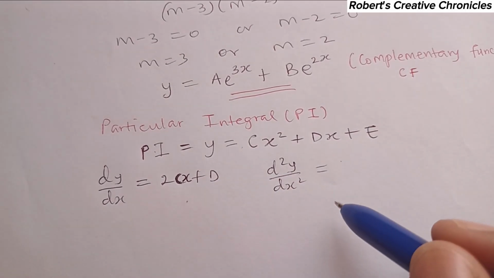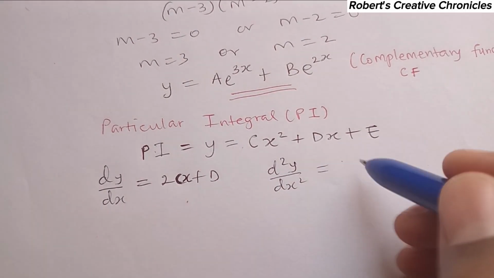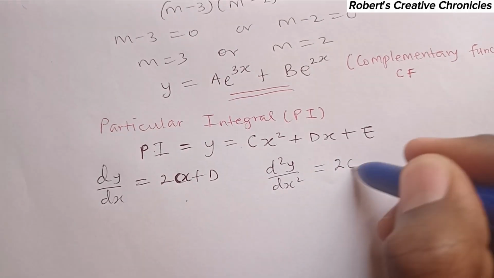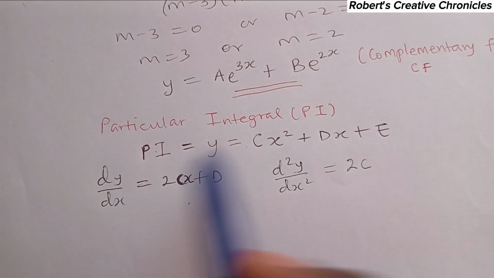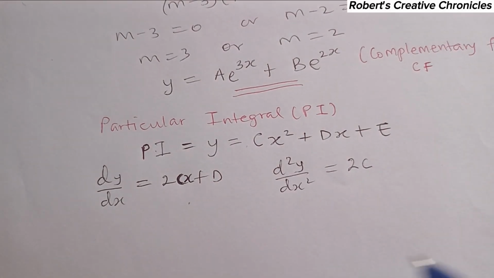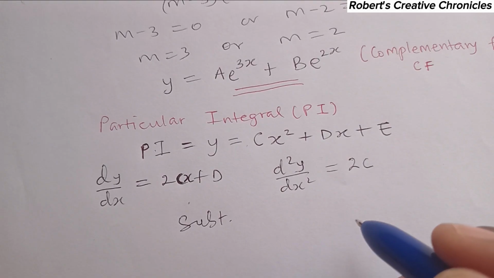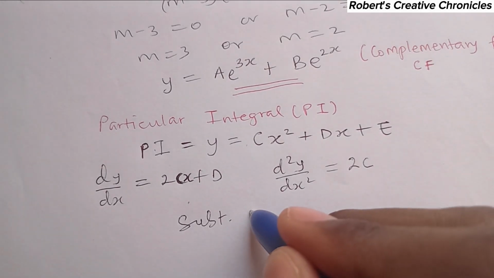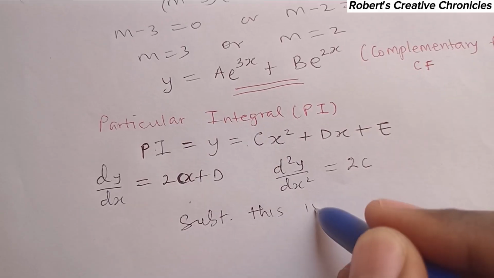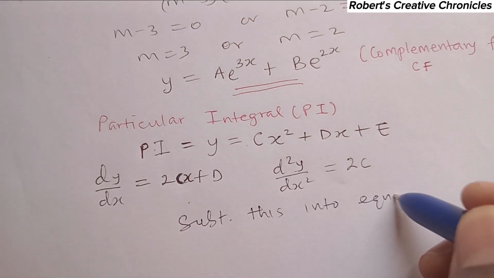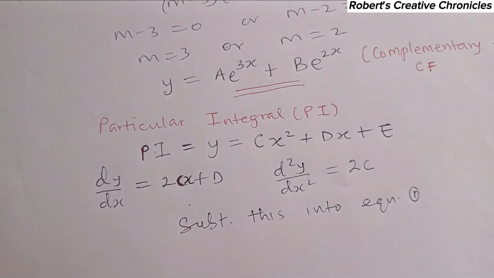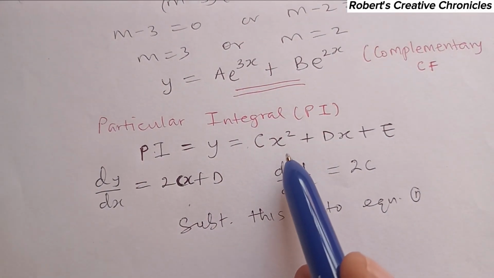I forgot to write x. Then 2cx plus d, then this one, if you differentiate it, to be what? 2c. So now we can substitute this back into the original equation 1. So now we'll say substitute this into equation 1.